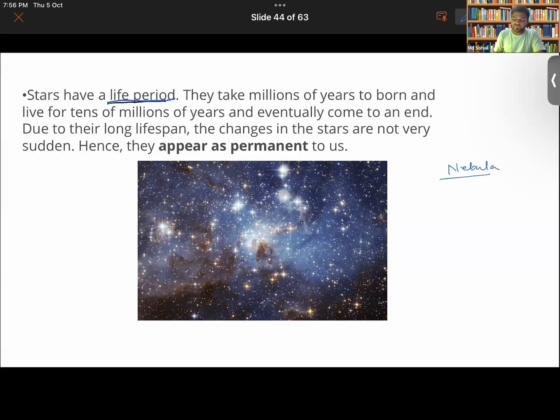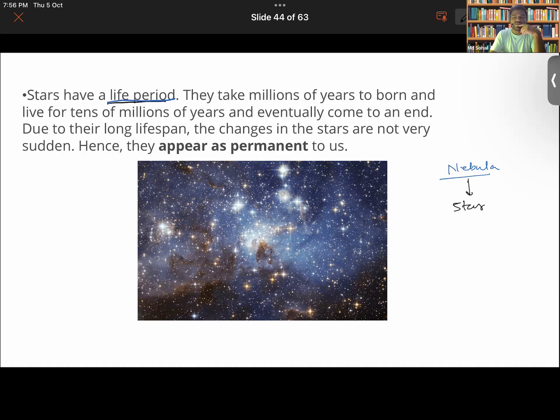Nebula. Have you seen the photos of nebula? They are the brightest objects in the universe. Nebulae are basically clouds of gases. And these clouds of gases, over a large period of time, condense to form a star. एक star का formation होता है.